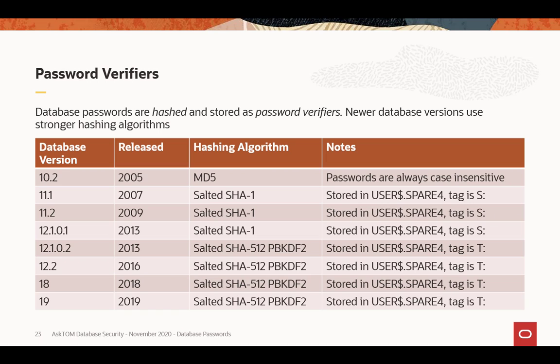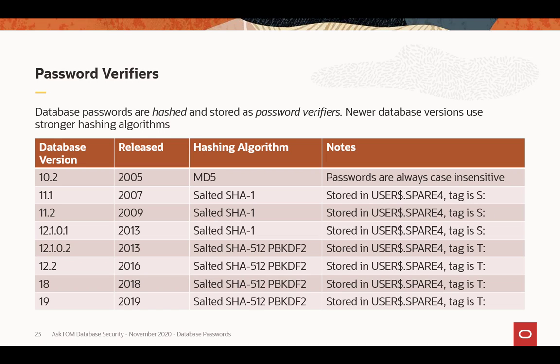Oracle Database stores passwords as something called a password verifier. A password verifier is a hashed representation of the password. As time has progressed, hashing algorithms have gotten stronger and stronger, and Oracle Database adopts stronger standards. So if you're using Oracle 10G, those passwords were hashed using MD5. By today's standards, MD5 is a fairly insecure hashing algorithm. But back in 2003, when 10G was first introduced, MD5 was perfectly good. It was the standard. Everyone used MD5.